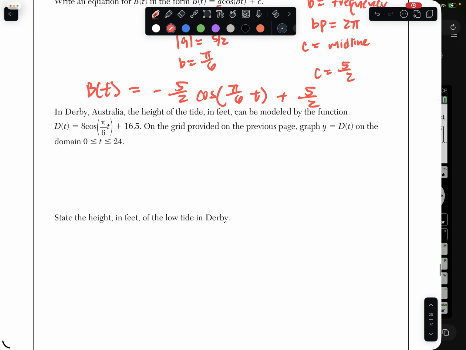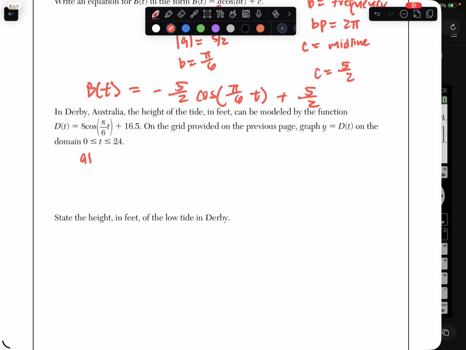In Derby, Australia, the height of the tide in feet can be modeled by the function d of t equals 8 cosine pi over 6 t plus 16.5. On the grid provided on the previous page, graph y equals d of t on the domain 0 is less than or equal to t, which is also less than or equal to 24. Okay, so let's break down the values.